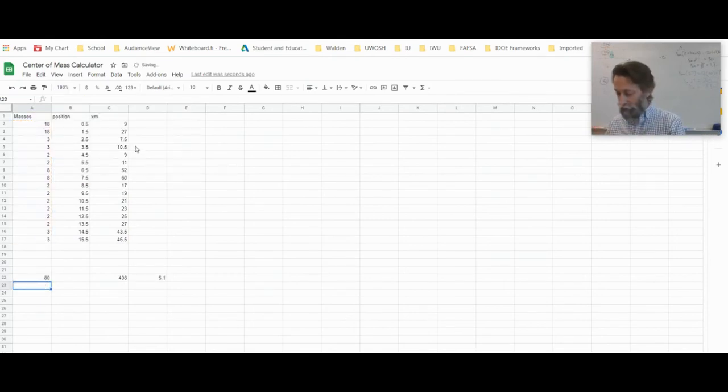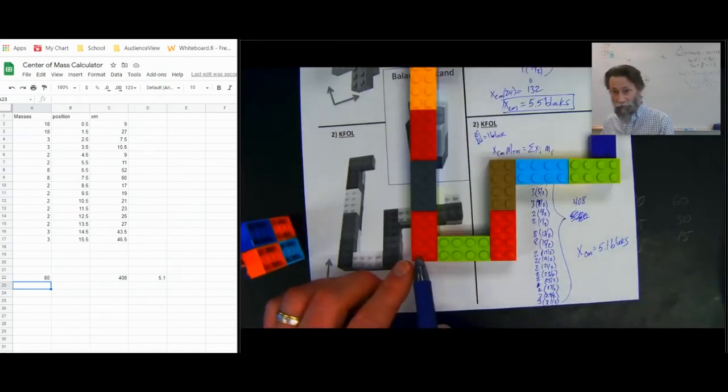And then I was correct that this is not the right answer. That's actually the answer to the next problem. So this answer is going to be 408. And whenever I take 408 and divide it by 80, then I get a center of mass that is 5.1 blocks over. If I take 5 blocks over, I'm going to have 1, 2, 3, 4, 5.1.